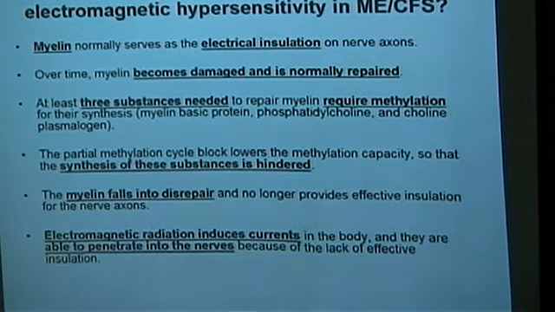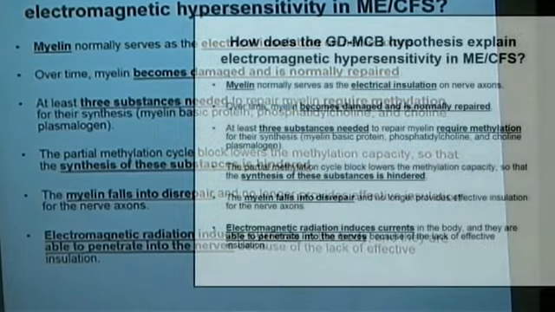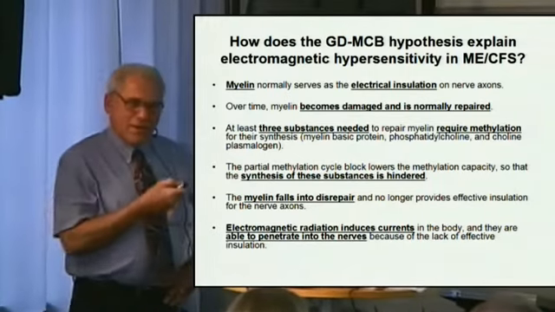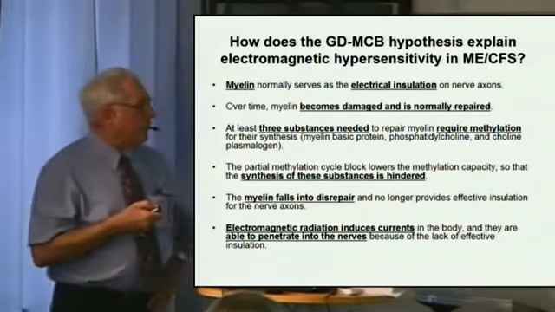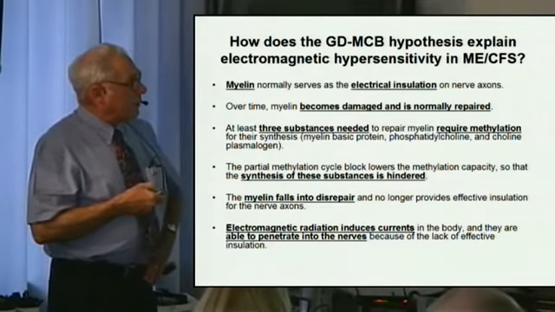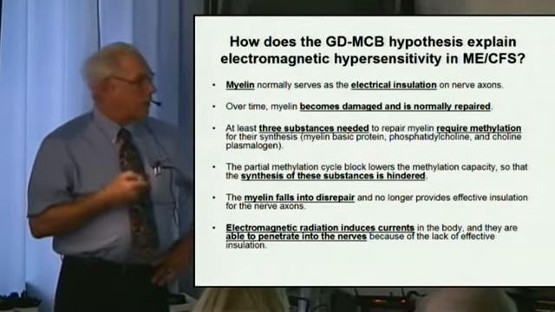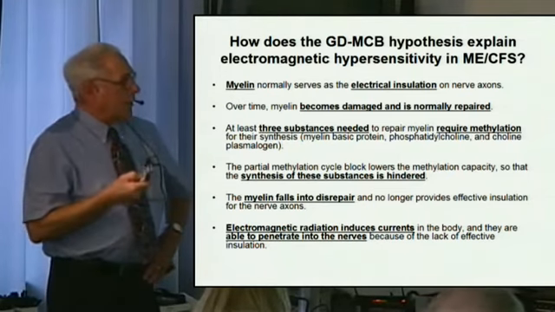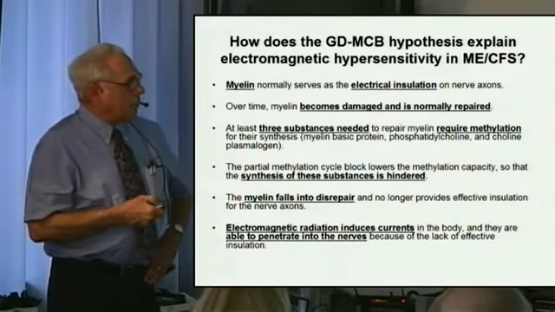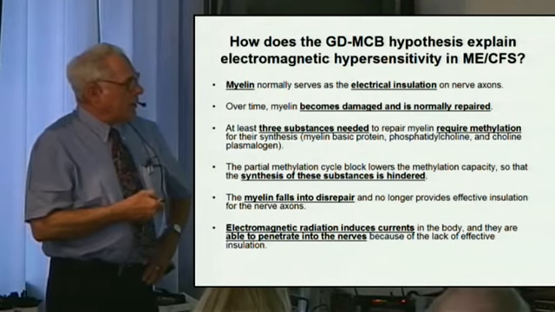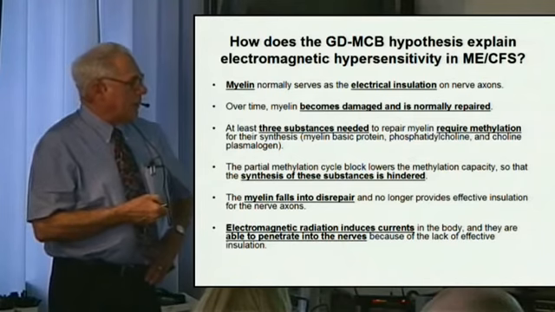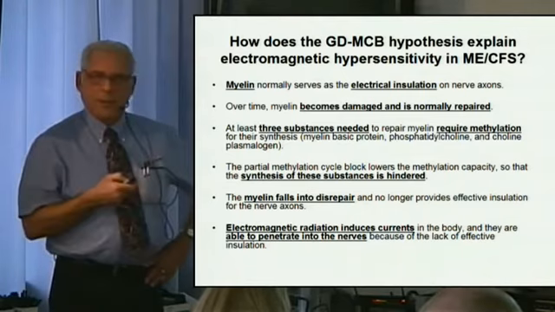Okay, what about the electromagnetic hypersensitivity? Well, there are several mechanisms that have been suggested for that, and I don't disagree with those, but I want to suggest another one that I think is present in chronic fatigue syndrome. Normally, myelin is electrical insulation for the axons, and over time, the myelin becomes damaged in chronic fatigue syndrome. Well, in any case, it becomes damaged, and it's normally repaired. But at least 3 of the substances you need to make myelin require methylation. That includes myelin basic protein, phosphatidylcholine, and choline plasmalogen. All of those require methylation to be made.